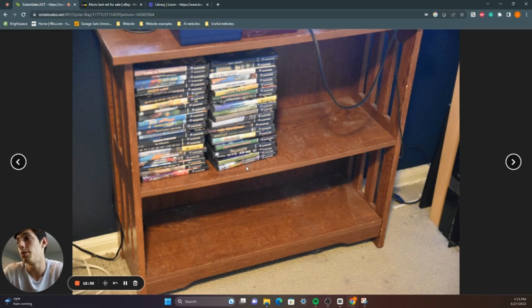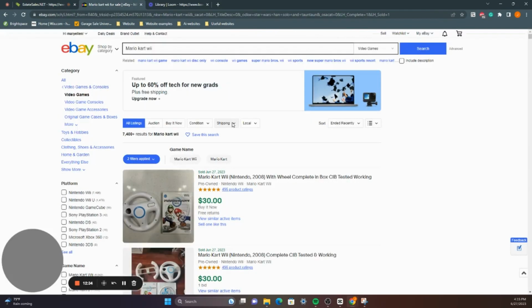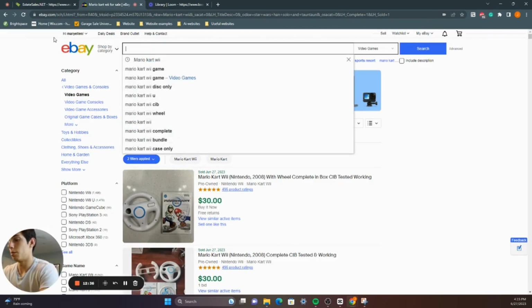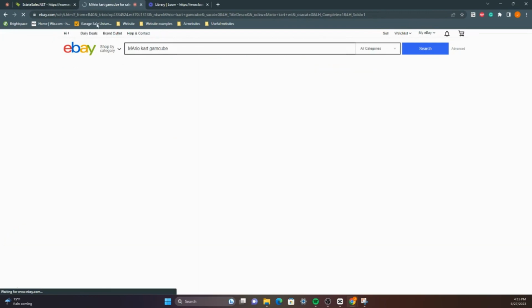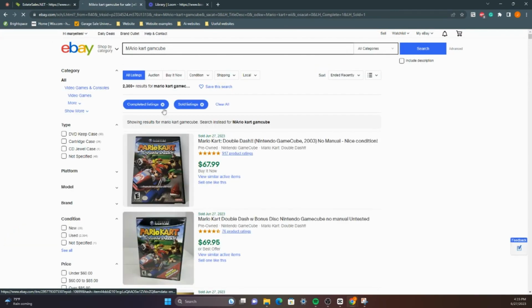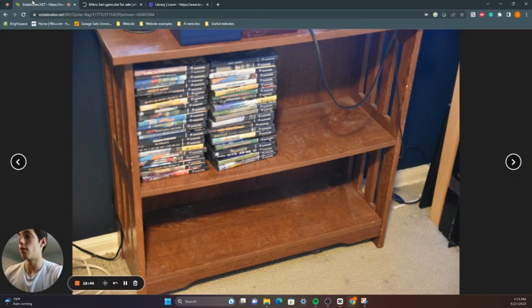So let me jump in and see this. The bottom one is Mario Kart by GameCube. So I'm gonna put that in. I'm gonna put Mario Kart GameCube. We can see it's selling for around $70. So I'm usually not writing the values down on paper, but I'm just getting a rough estimate of how much everything's worth. So there's probably close to, if I had to guess, close to $1,000 in video games right there.